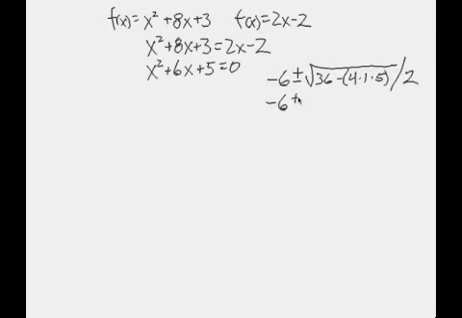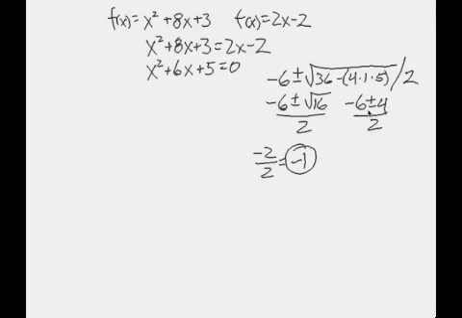There's a negative 6 plus or minus. This is 36 minus 20, so that's just 16 over 2. But square root of 16 is just 4. So negative 6 plus or minus 4 over 2. Right? Negative 6 plus 4 is just negative 2. So negative 2 over 2, but that's just negative 1. Negative 6 minus 4 is negative 10 over 2, but that's just negative 5. So there are our two roots of our quadratic. Those are the x's of our points of intersection.